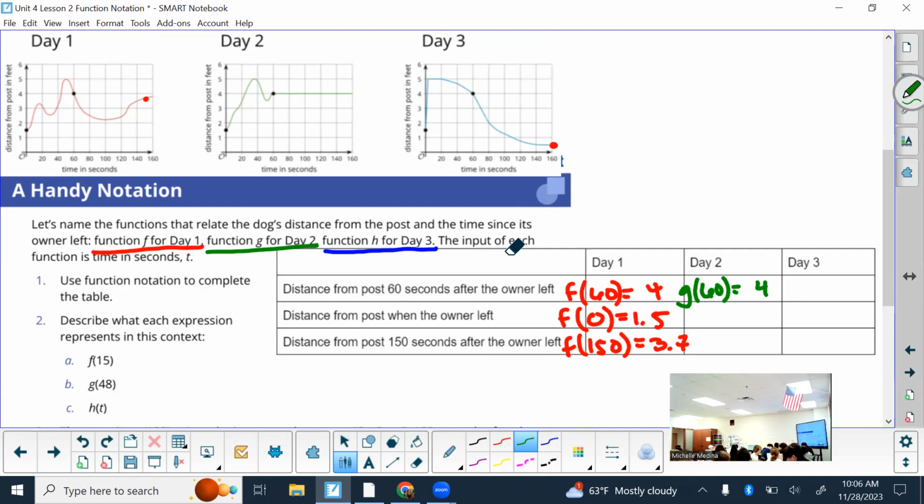All right, you've got this. What's the function name? What letter do I use first? G. And what's my input in that one? And what's my output? 1.5. All right, so for day 2, we said we'd use function G. So it has to be G of 0. That would be when the owner first left, 1.5 feet away.